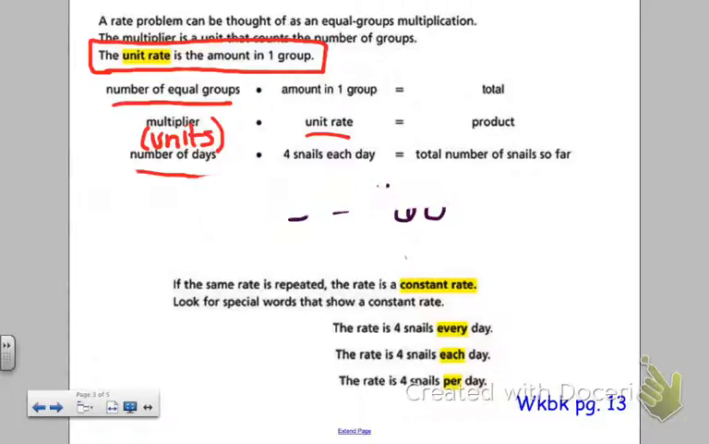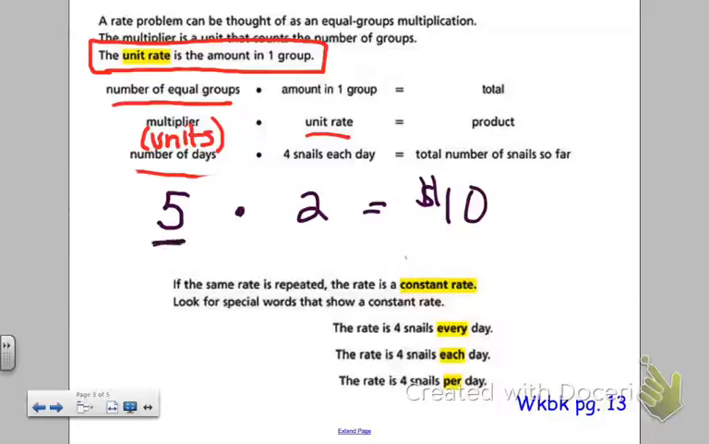What if we go back to that pair of socks? We said every pair of socks was, what do we say, $2, right? So what if I want to buy 5 pairs of socks, and each one costs $2? That means I'd be spending $10 on 5 pairs of socks. So the units always get multiplied by the unit rate. And that will give you your product, which is the total for whatever your situation is.